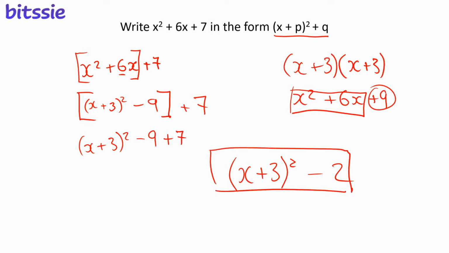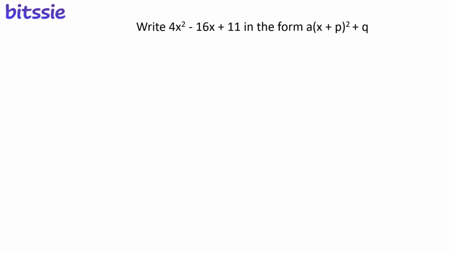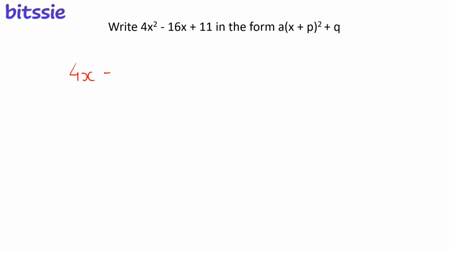That's our answer. Now let's look at the second question. We've been given a similar quadratic equation, 4x squared minus 16x plus 11. This time our x squared has a coefficient as well. So this has been replicated with an a at the front of our given quadratic.